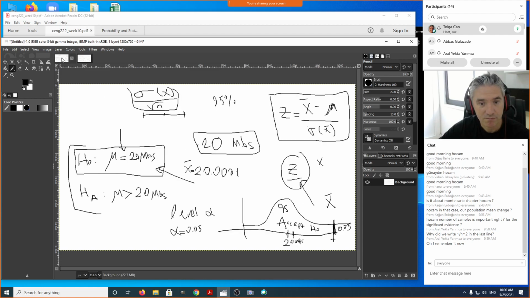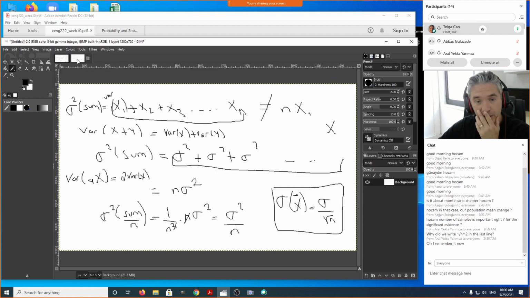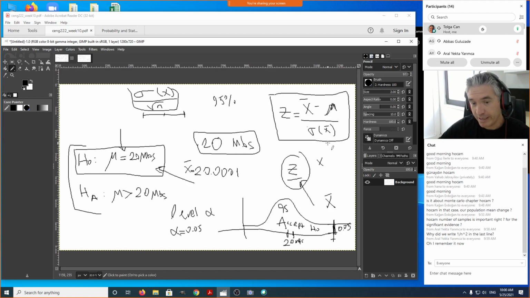So the sample size, in terms of significance, is included in this computation of the standard error. If you have a small sample, the standard error is going to be larger than the one with a large sample size. When the standard error is large, your z-value is going to be small and you will be in the acceptance region. Now, let's go step by step.